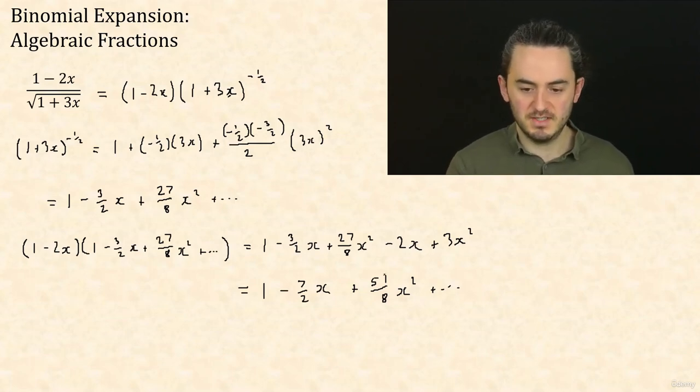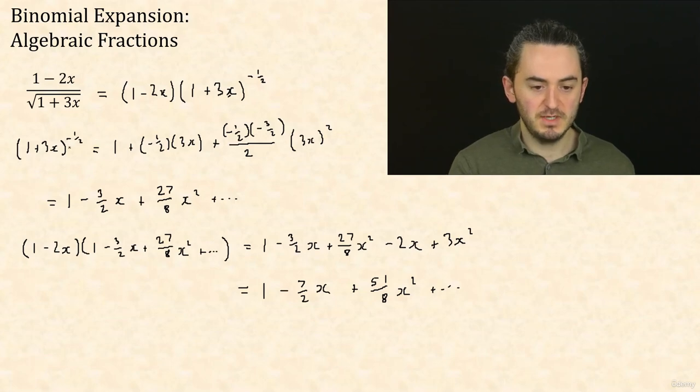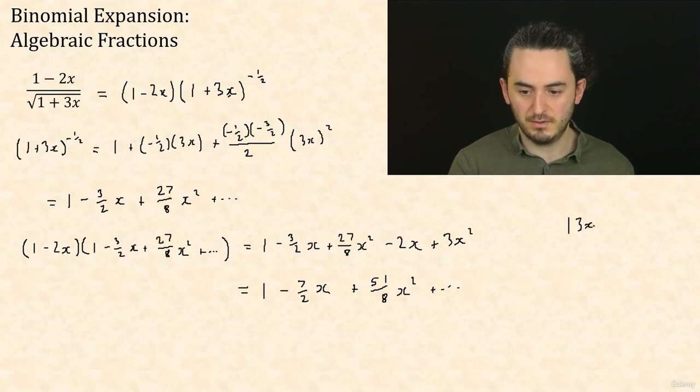Which values of x is this valid for? Well, it's only this bit that we did the expansion for, so it's only this bit that we need to worry about. And we just need the modulus of 3x to be less than 1, which means the modulus of x should be less than a third.